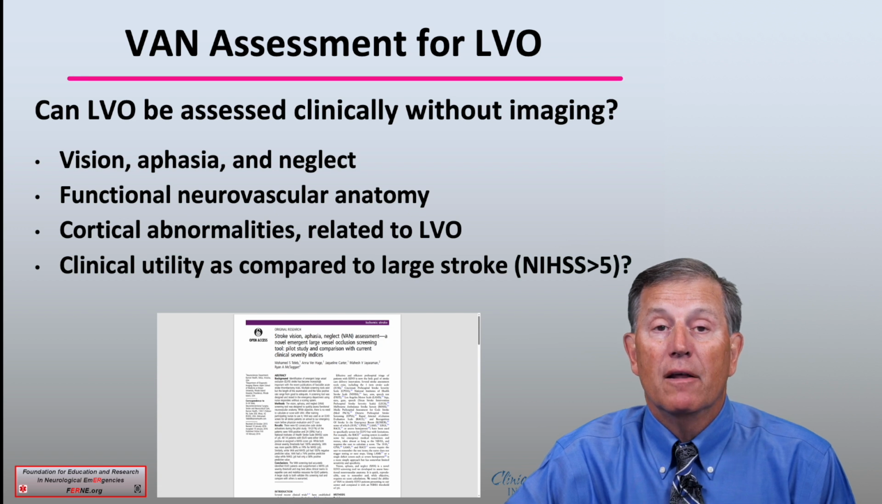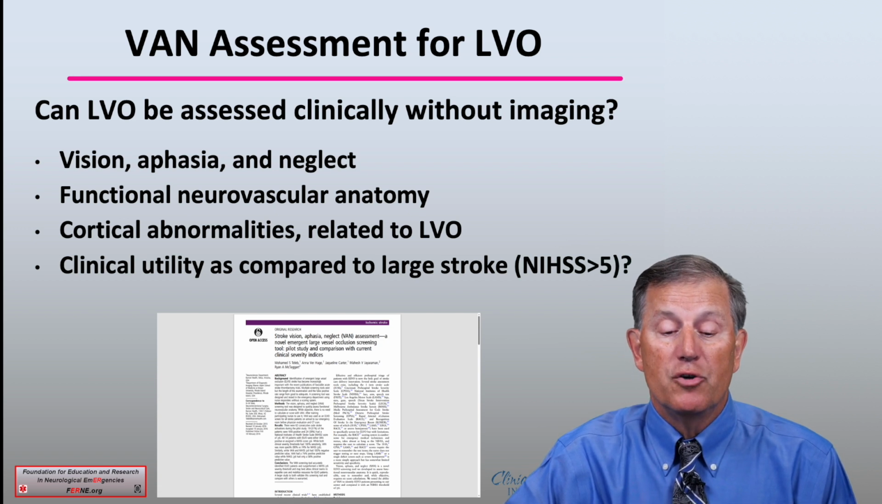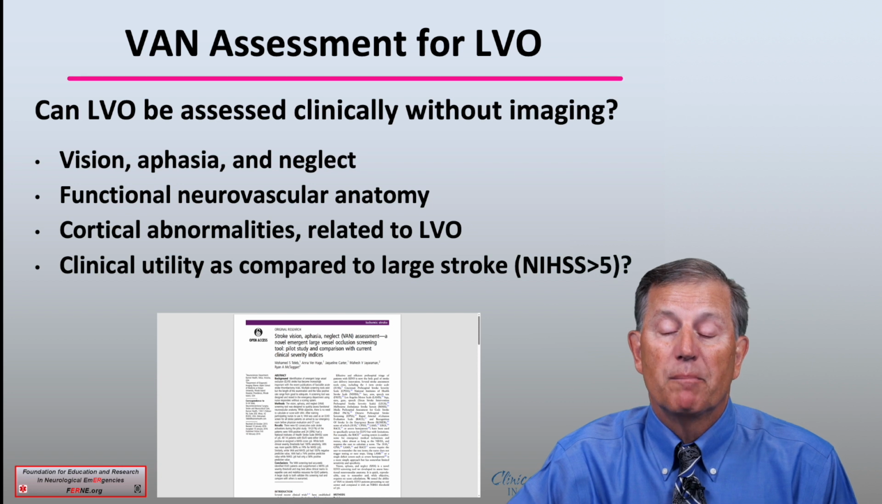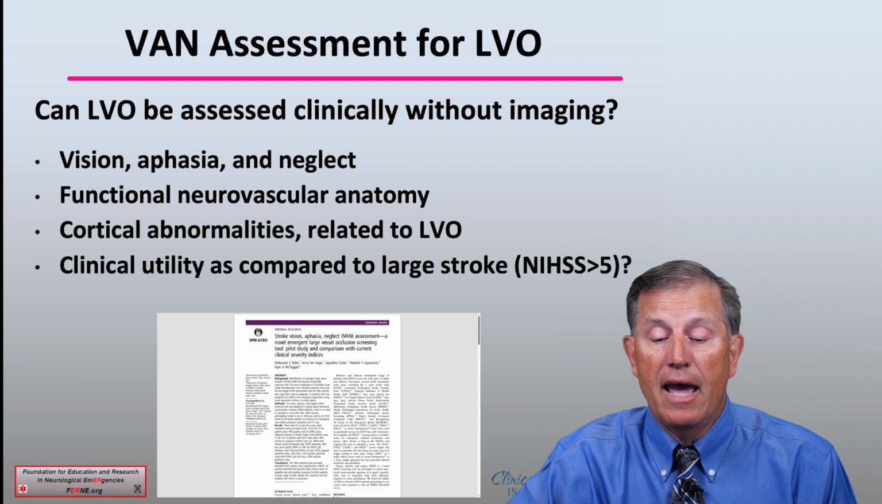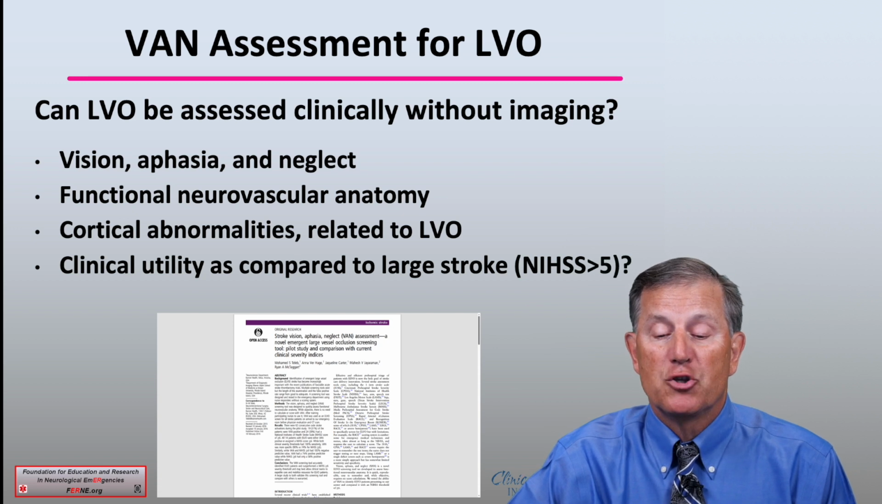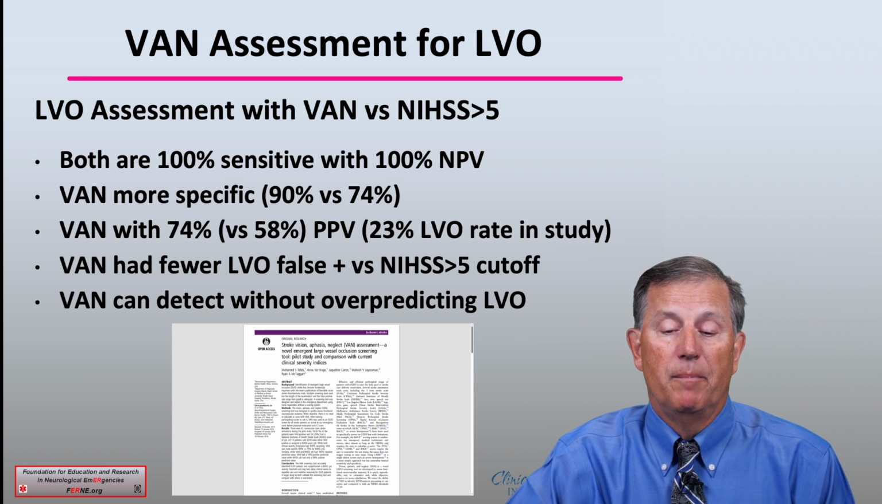These are cortical abnormalities that suggest a large vessel occlusion. And in fact, they are likely to provide some clinical utility as compared to simply saying large strokes are more likely large vessel occlusions, and by large strokes we mean NIH stroke scales greater than 5. So let's talk about this a little bit more.